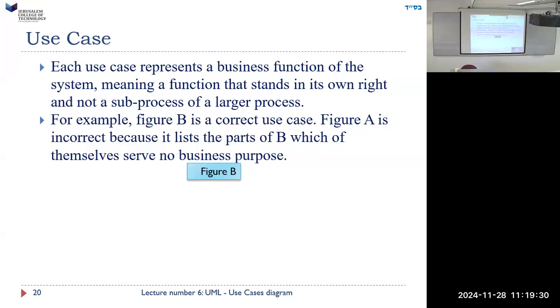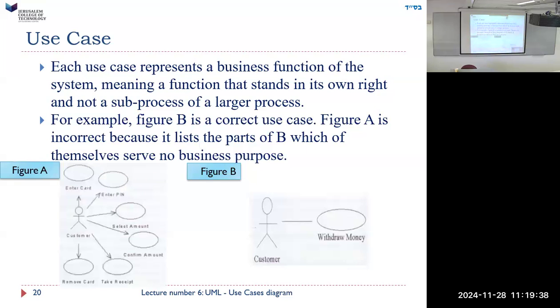For example, figure B is a correct use case, figure A is incorrect. Yeah, I like this example. Which one is correct? Customer withdraw money, let's say from the cash machine. Is that the way you should write it? Or should you write it like this? Customer enter card, enter PIN number, select amount, confirm amount, take receipt, remove card.